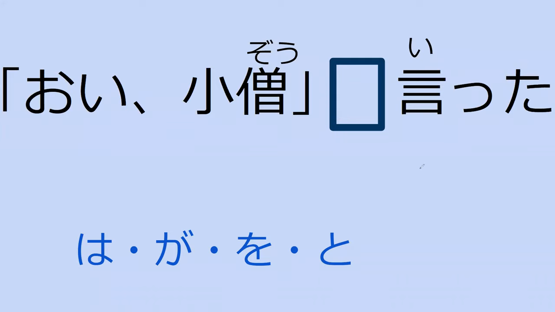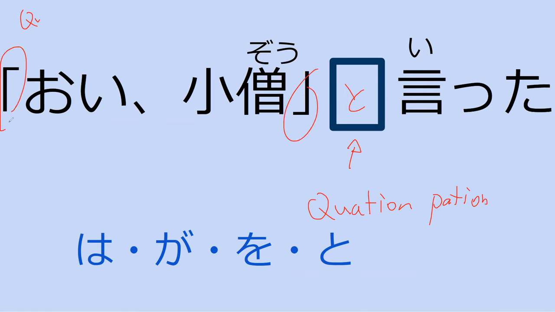Awesome. So if I said, or they said, hey, boy, what particle would I put right here? Do you know? Ga. That's a good guess. You actually would say to, which is the quotation particle. It's our first time seeing that quotation particle, which we're actually not seeing in the last line, but I wanted to introduce it officially, because you can see I put this in quotation marks. So we're doing a correct quotation.